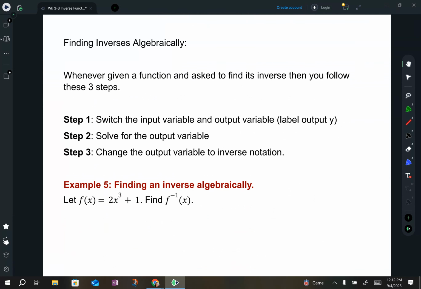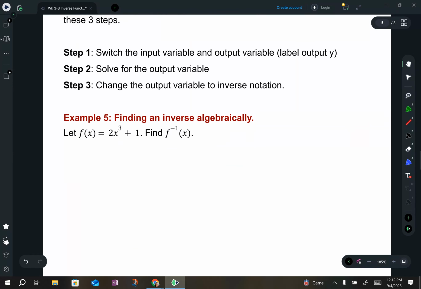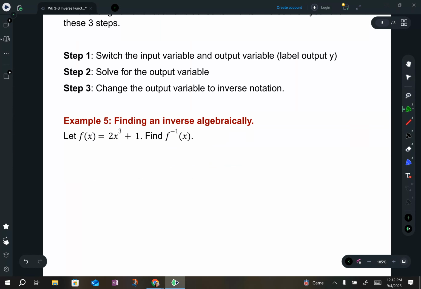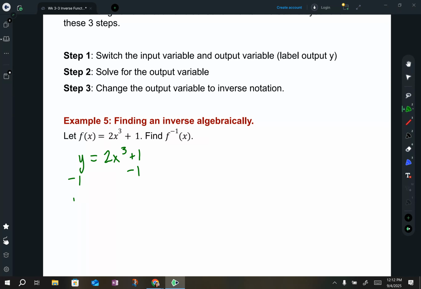So let's try one more of these with a little bit harder algebra here. Let's give a try f of x as 2x cubed plus 1. Let's find f inverse of x. So y equals 2x cubed plus 1 is our first step. Now we're going to solve for y. y minus, oops, no, that's not the right next step. Okay, what's the correct next step?